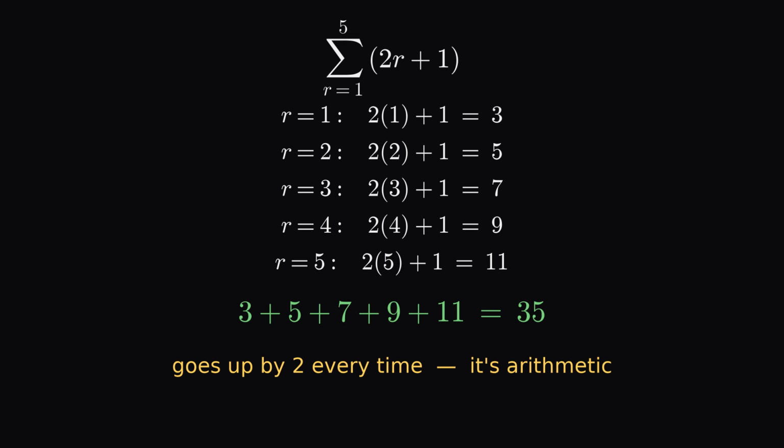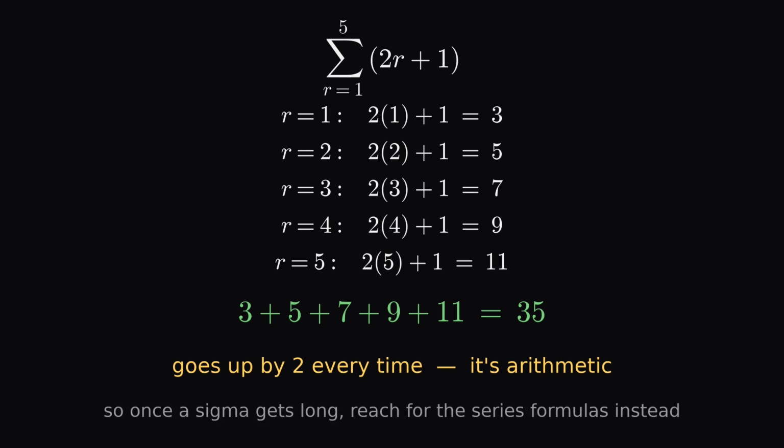And notice what that list is. It goes up by 2 every time. It's an arithmetic sequence, which means once a sigma gets long, you don't have to write out every term. You can use the series formulas we already have.